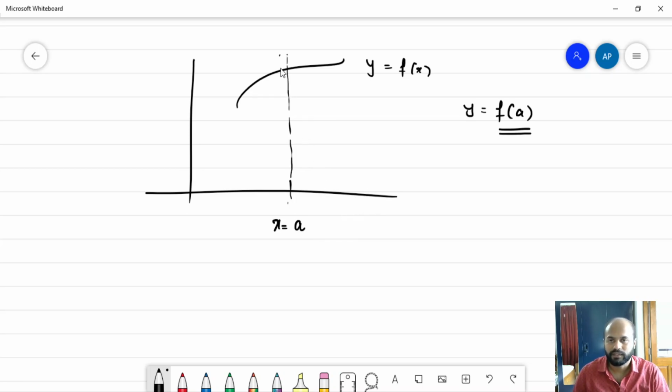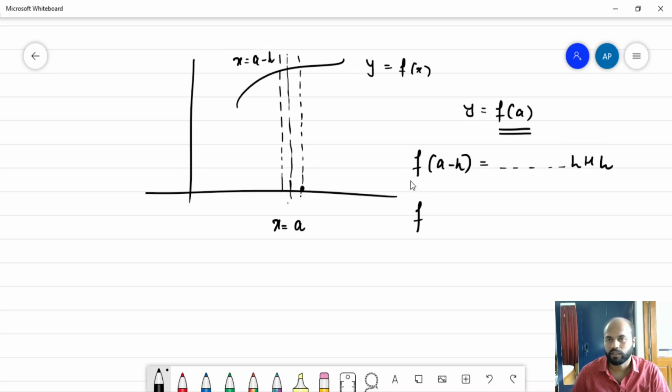At this point of time, what we do is we choose a very nearby value to the left, whose value is x equals to a minus h, and then we write f of a minus h. So when we write f of a minus h, the value of this is called the left hand limit. And to the right of this, we write the value of the function at that point, which is f of a plus h. So this point is x equals to a plus h.